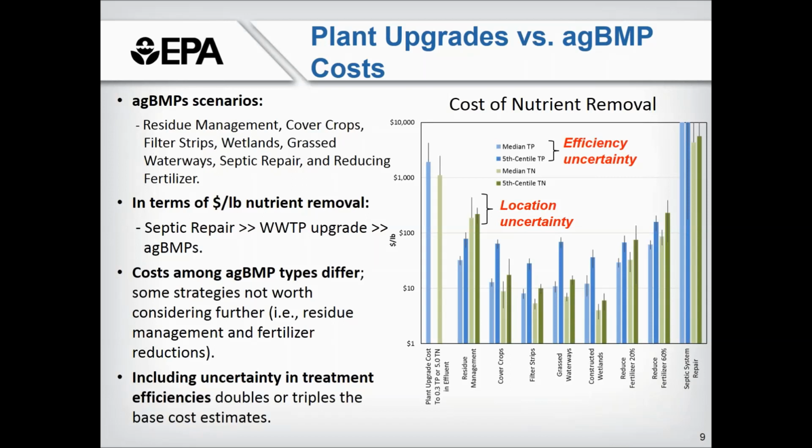worth considering. There are two types of uncertainty depicted in this graph, that from the treatment efficiency and that from spatial location. Generally, accounting for these suggests a doubling or tripling of the base cost estimates, pending the agricultural best management practice type.